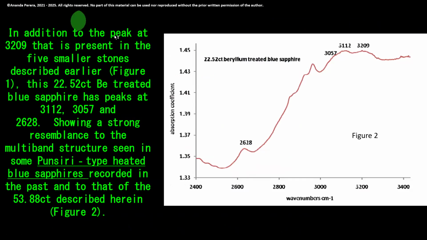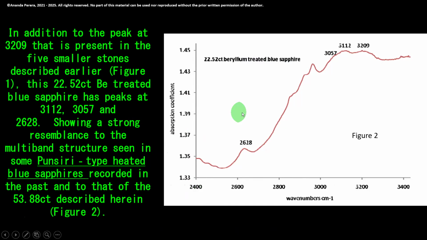In addition to the peak at 3209, this is the peak in the 5 smaller stones earlier discussed, this 22.52 carat beryllium treated blue sapphire has peaks at 3112, 3057 and 2628. It is figure 2. It shows a strong resemblance to the multi-band structure seen in some Punsiri type heated blue sapphires recorded in the past, and to that of the 53.88. These two big stones also have the Punsiri type heated blue sapphire features. So now the Punsiri type heated blue sapphires contain beryllium.